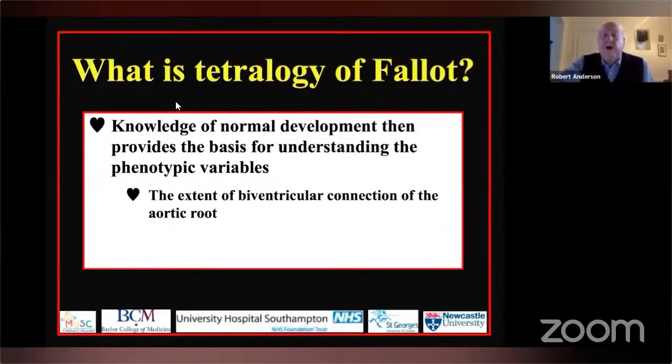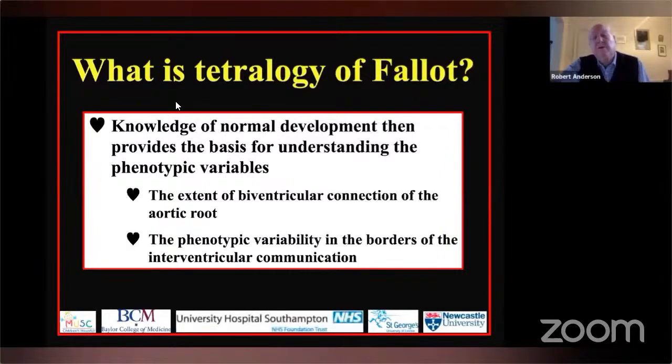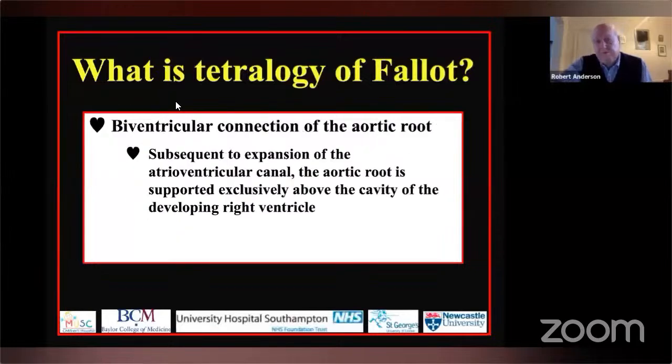And we're going to start off with the extent of biventricular connection of the aortic root. And then we're going to look at the phenotypic variability we can find in the borders of the interventricular communication. And we're going to try to clarify exactly what we mean by the interventricular communication. But let's start with looking at the biventricular connection of the aortic root.